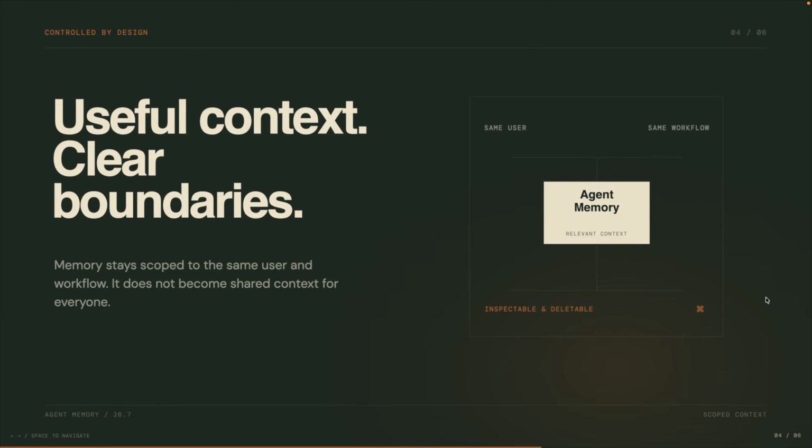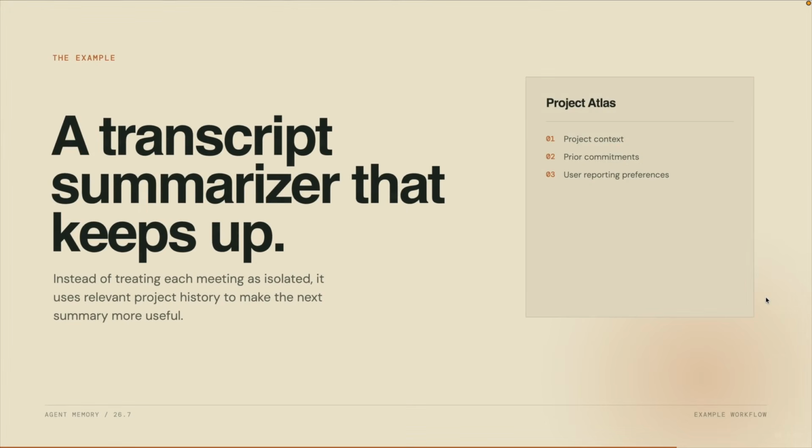The memory is scoped to the same user and workflow, so it stays controlled and does not become shared context for everyone. To make this capability concrete, I'll use an example of a transcript summarizer. You will see how it carries forward the project context, prior commitments, and a user's preferred reporting format across separate meeting chats.